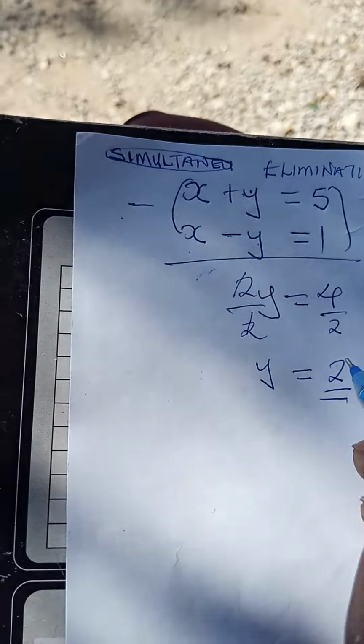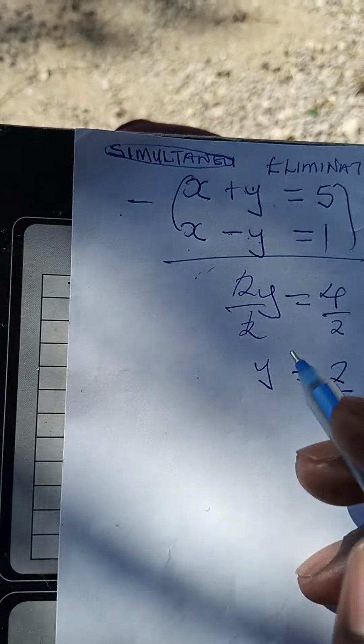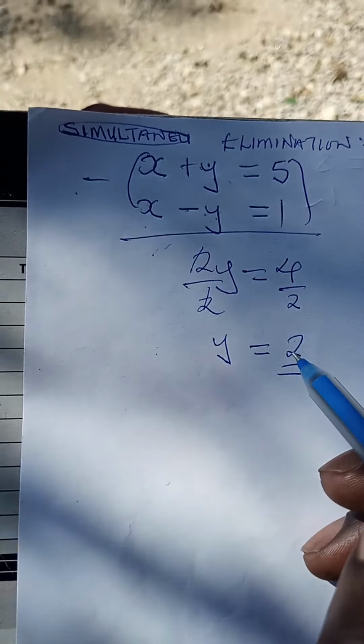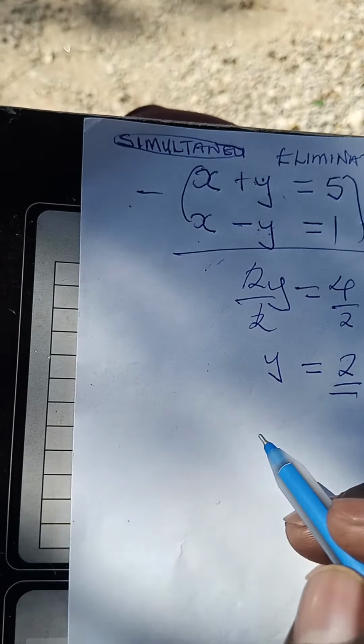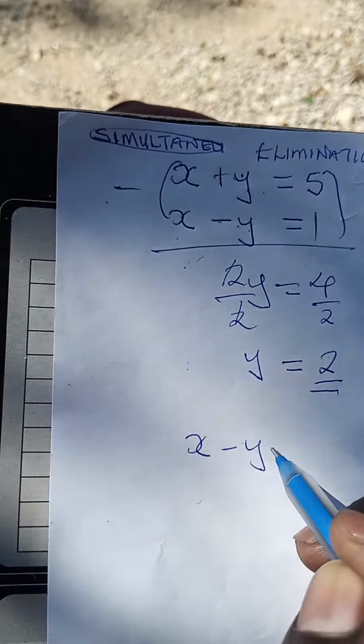And this one is for y. And then you can get one equation between the two here, and you just replace where there is y with this 2, and then you find the value for x. So I'll get the second equation. It will be x minus y is equal to 1.